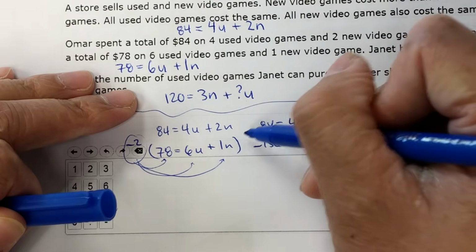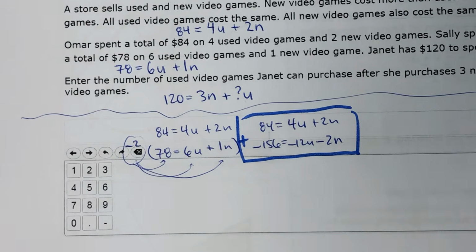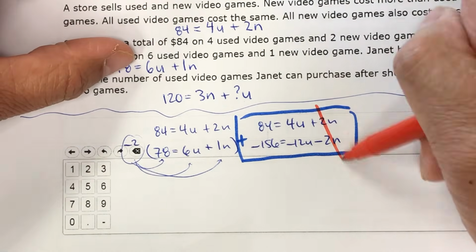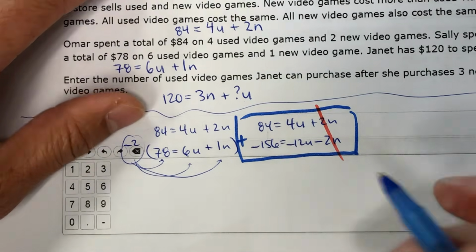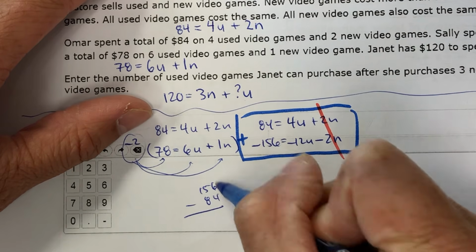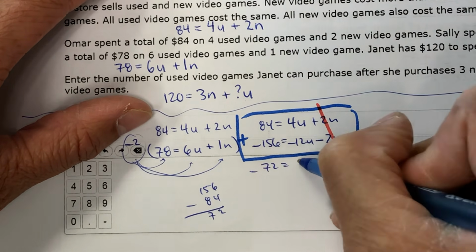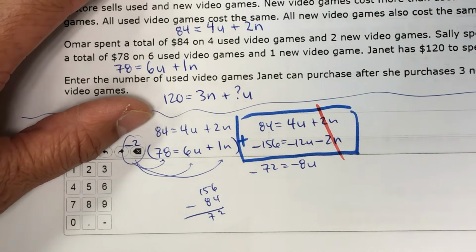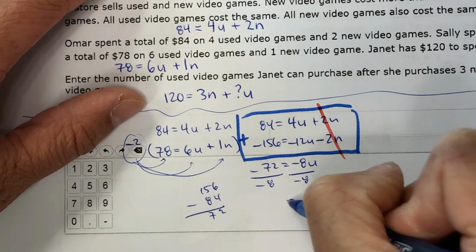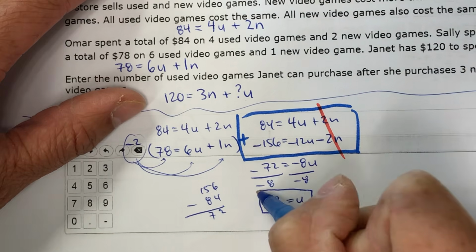And then here, if I just add these 2 equations together, you'll notice that it eliminates one of my variables. It's eliminating my n variables. So if I add those together, 156 minus 84, I'm going to get 72. So negative 72 equals negative 8u. If I divide both sides by negative 8, I'm going to get u equals positive 9. One used game costs $9.